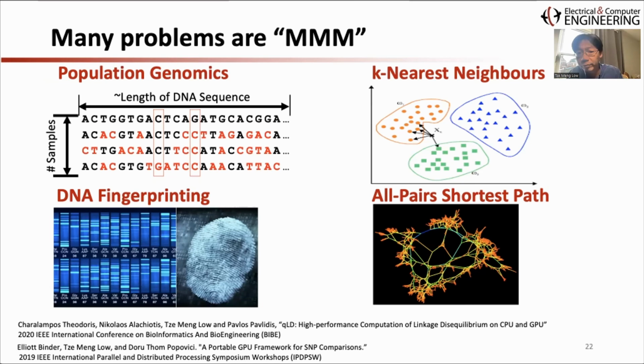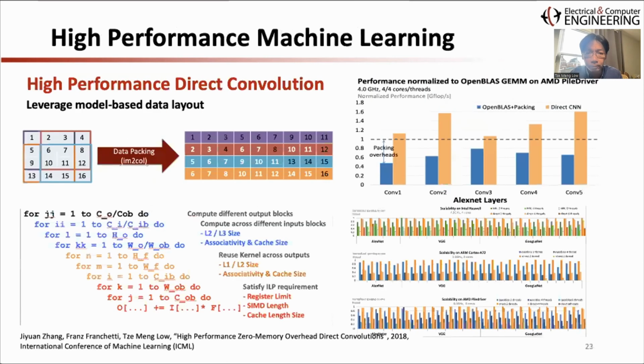And if you do that, again, you can get 80 to 90% of the peak performance of, in this case, the pop count units for the population genomics. And you can do similar things for k-nearest neighbors and many of the matrix multiply applications themselves. Now, in machine learning, what we have been looking at for a while is to cast things in terms of direct convolutions instead of matrix multiply.